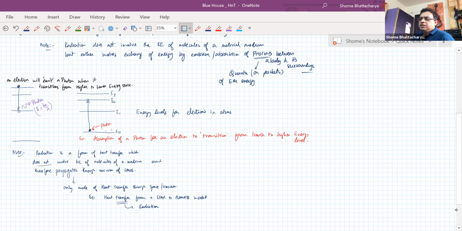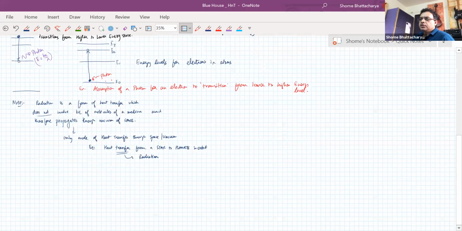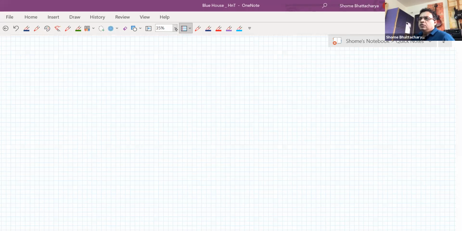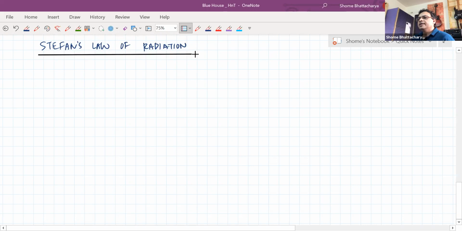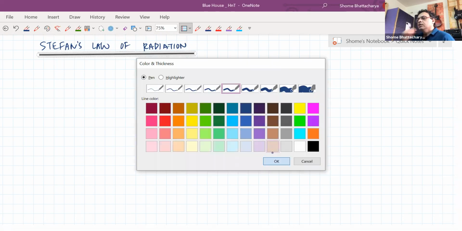Okay, so these things are clear so far, right? Yes, sir. Okay, so now we come to Stefan's law of radiation. As part of this, we will study about black body radiation also, but we will study radiation from any general kind of body also. Need not be a perfect black body. Of course, to understand, I first have to explain what a black body is. So don't worry, we'll come to that.